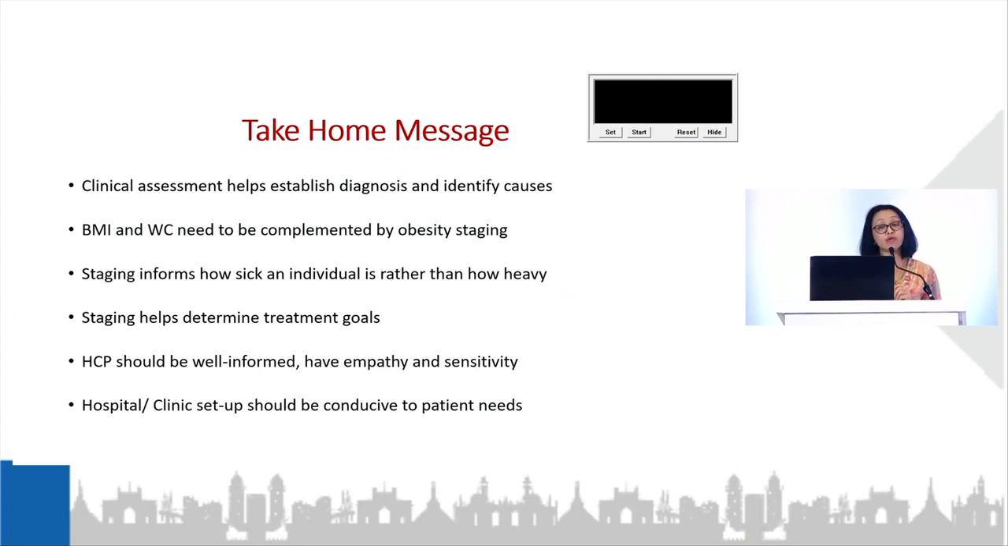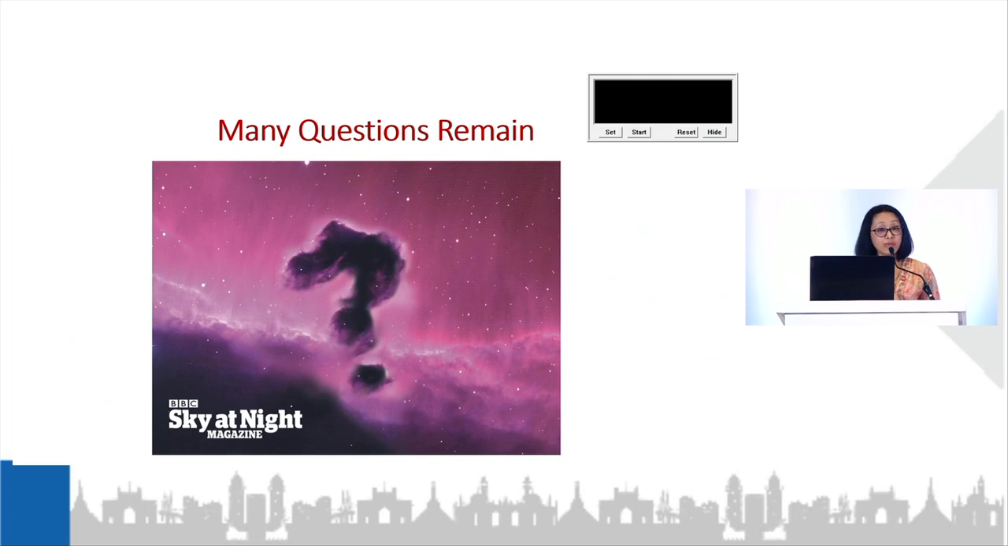So the take-home messages are: the clinical assessment helps diagnose and identify causes. BMI and waist circumference need to be complemented by obesity staging. Staging informs how sick an individual is rather than how heavy. And staging helps determine our treatment goals. Healthcare providers should be well informed, have empathy and sensitivity, and hospital and clinic setup should be conducive to the patient's needs. Yet there are many questions that remain to be answered, so we are taking our baby steps in our understanding of obesity.